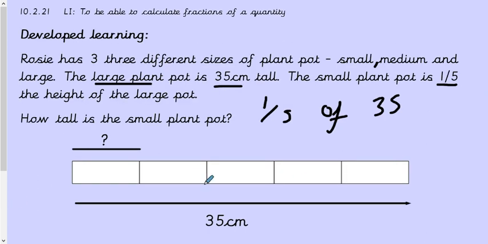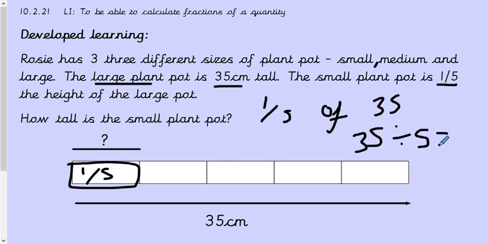So if we have 35 as our whole number, and our shape has been split into 5 equal sections because we're looking at fifths, we need to work out what one of these sections is. So we need to work out a fifth. To do that, you can do 35 divided by 5. If you're not sure how to do that, count in your 5s until you get to 35. So 5, 10, 15, 20, 25, 30, 35. And you should get 7. So therefore 1/5 of 35 is 7. So the small plant pot is 7 centimeters tall.